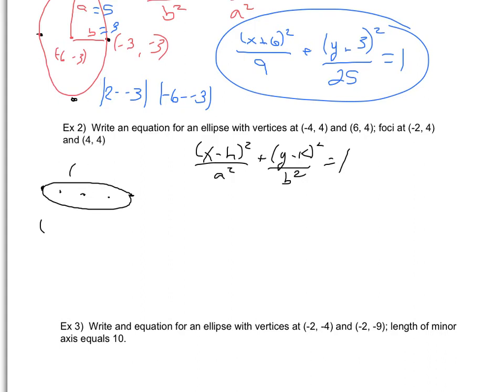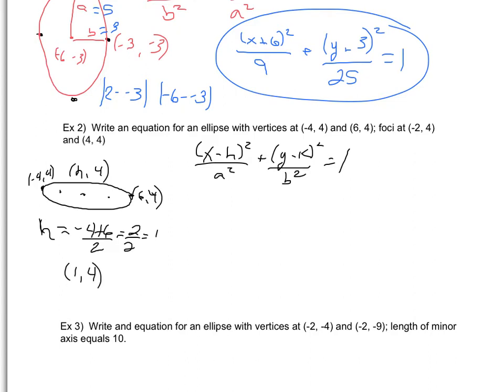So I'm going to say my center is at h, 4, and h is going to be my midpoint. So I'll go ahead and label. This was -4, 4. This was 6, 4. And my midpoint formula says add the two values together and divide them by 2. So I'm going to take my two x values, since that's what I'm trying to find. -4 plus 6 divided by 2 gives me 2 over 2, which is 1. So now I know my h, k. My h, k is 1, 4.